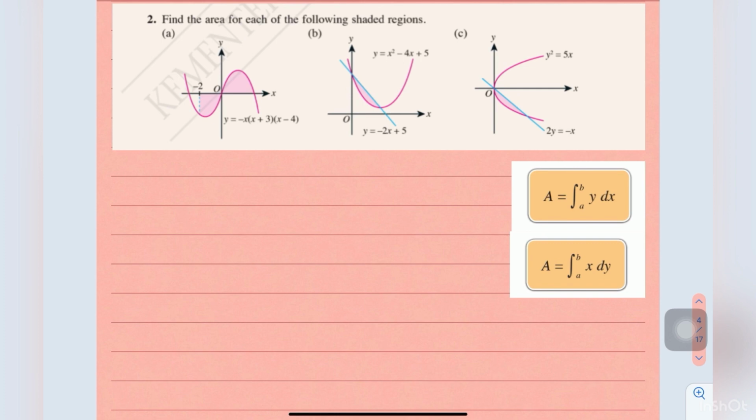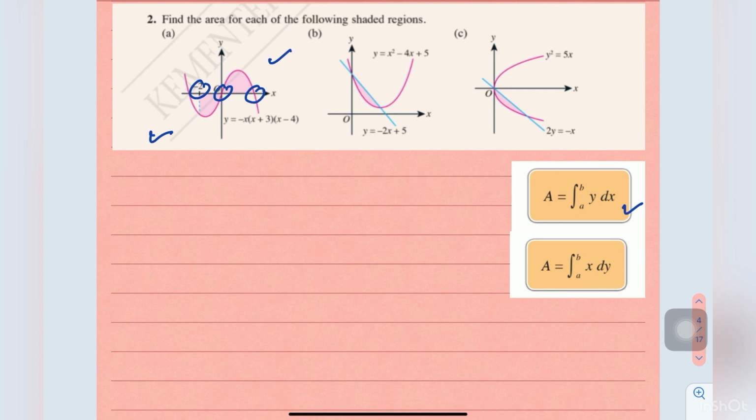Let's move to the next question, question number 2. Question 2a, the limits are values of x, so we use the first formula: area equals the integral of y with respect to x. From the diagram, we have two separate areas. Even though the limits are continuous, we cannot integrate at once, because the right area is above the x-axis and the left one is under the x-axis, which will give a negative value.